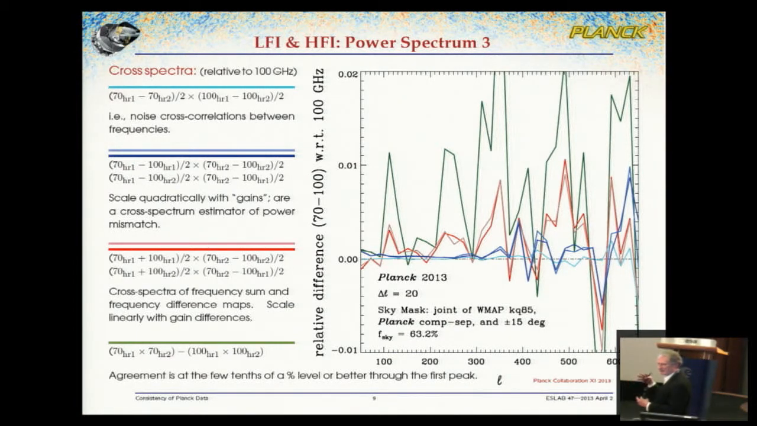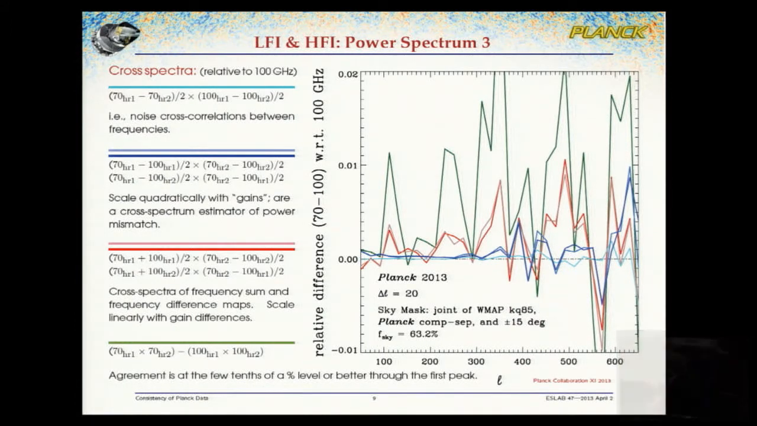But in dealing with power spectra and manipulating power spectra, there are some things that aren't necessarily rigorous about that. So there are a couple of other metrics here to make sure that noise propagates, and so forth. So let's look at this one, the blue one. We have 70 half ring 1 minus 100 half ring 1, 70 half ring 2 minus 100 half ring 2, and the opposite combination, 71 minus 102 and 72 minus 101. This is a cross-spectrum estimator of power mismatch.